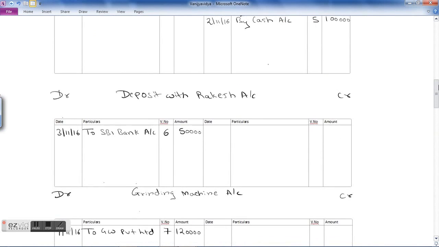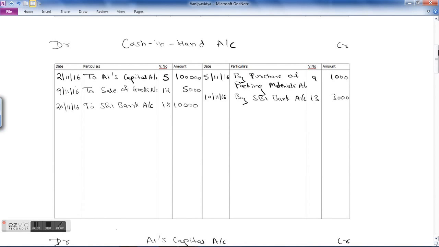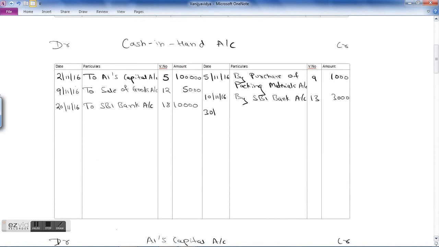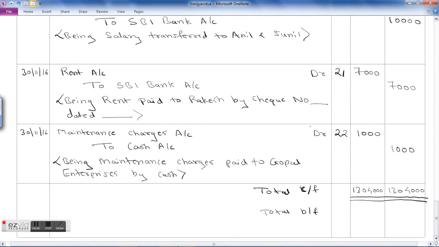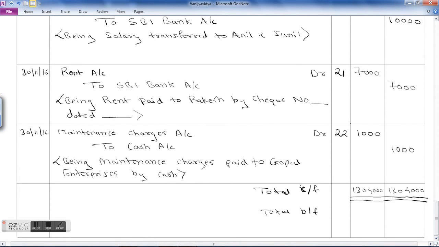Okay, cash account. 30/11/2016 by maintenance charges account. Okay. Voucher number is 22, amount is 1,000. So we have posted all the journal entries.